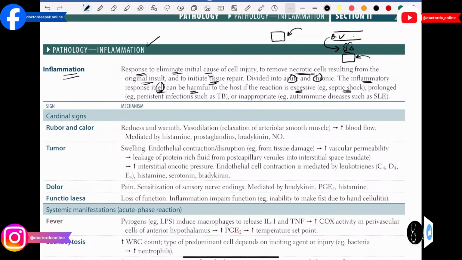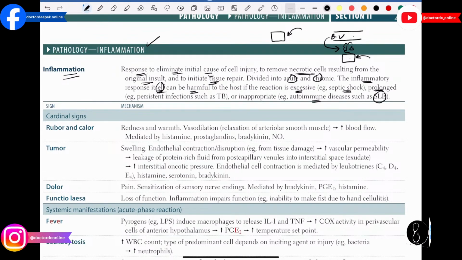And here they mention examples in which the inflammatory response in your body is chronic, like a prolonged infection such as TB, or an autoimmune disease like SLE. These are the conditions in which the inflammatory response is excessive, and that response leads to different cytokines being produced, and those cytokines can lead to septic shock. So this is about inflammation.